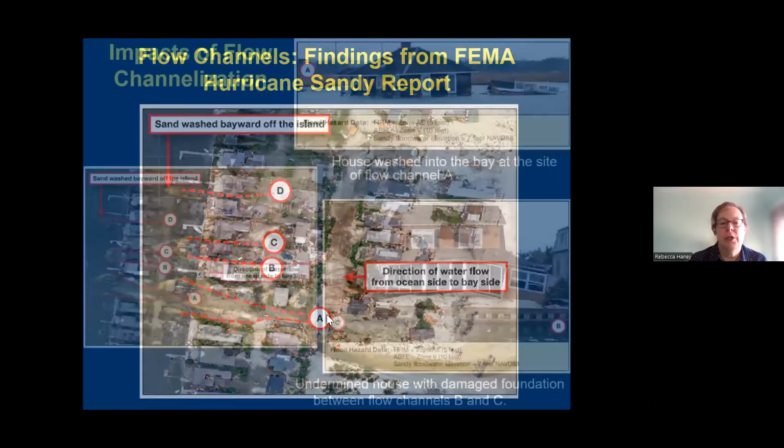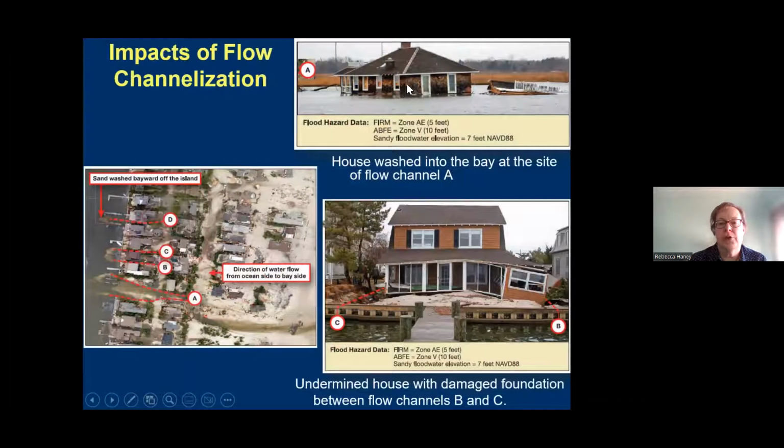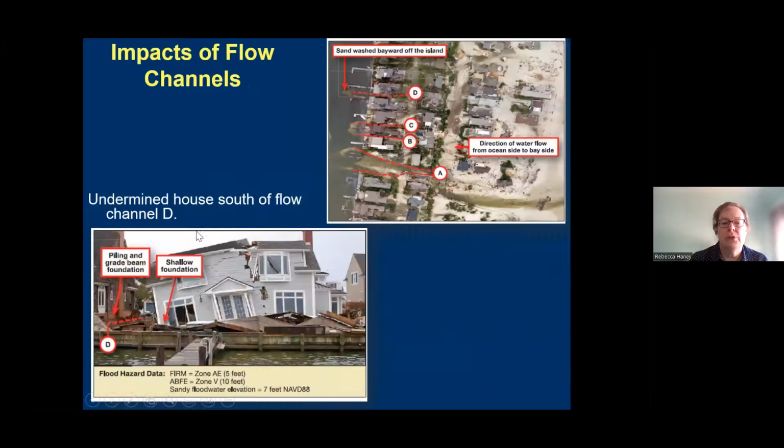And what happened in flow channel A is this house got washed back into the bay because it got completely undermined and washed out. So that flow channel had some of the strongest flows, but they also had flow channels B and C here on either side of this house that undermined that foundation and caused a collapse of that. And then in flow channel D, there was also house collapse of that foundation on one side that structurally compromised it. So it's important to consider the flow channelization issue that can cause damage to others and make sure that we're designing in a way that can avoid that.